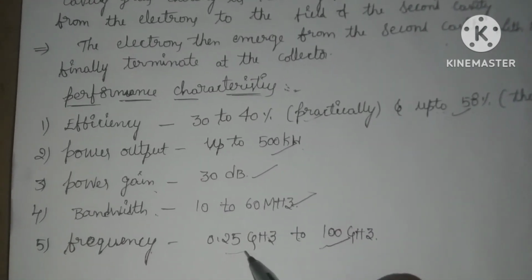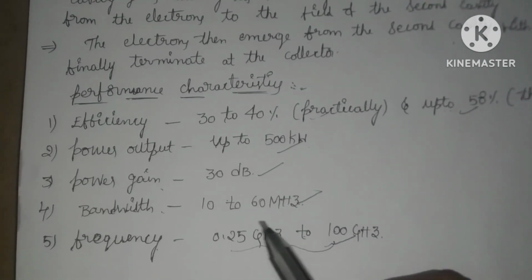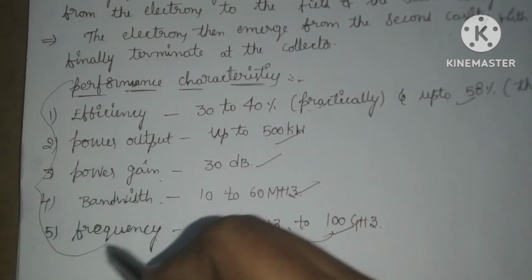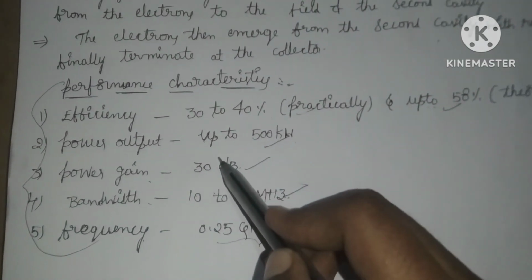It is the frequency range of microwave frequencies. So that's why it is called a microwave amplifier. These are the performance characteristics of the two cavity klystron amplifier.